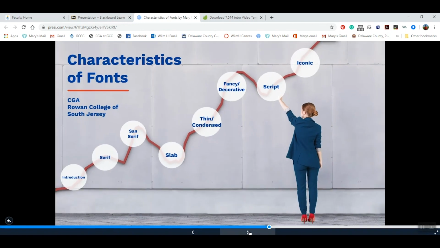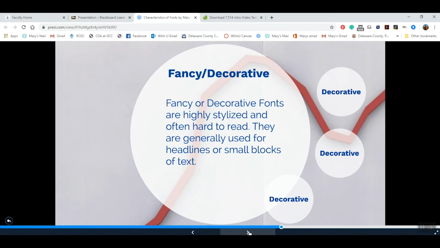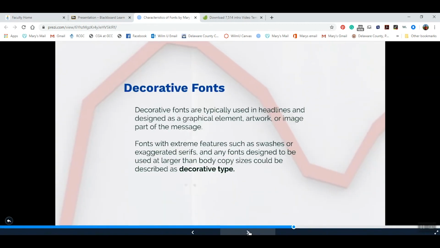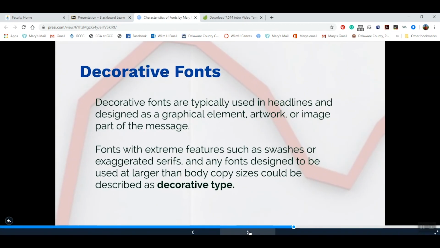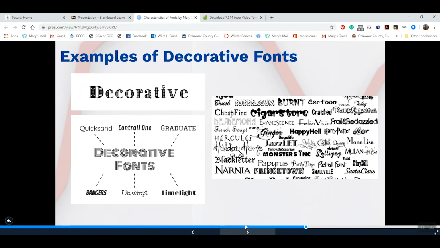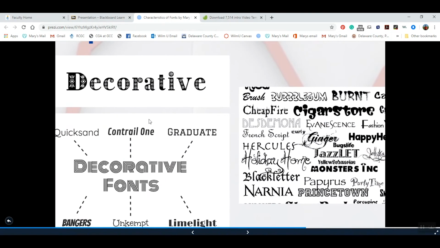The next category of fonts that we have is called fancy or decorative. And these are really highly stylized, and they're often hard to read. So they're generally used for very small blocks of type or headlines. So let's take some examples of this. Again, highly stylized. They can be sans serif or serif, but they're highly stylized. And when we see some examples, you're going to say, "Oh, I see where it's stylized," and it definitely crosses into decorative.